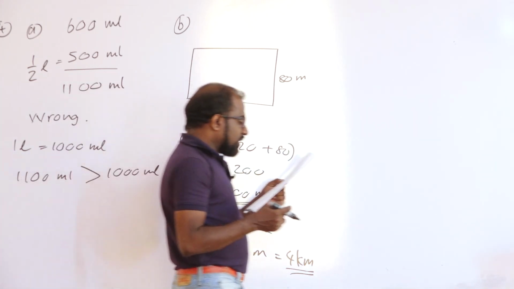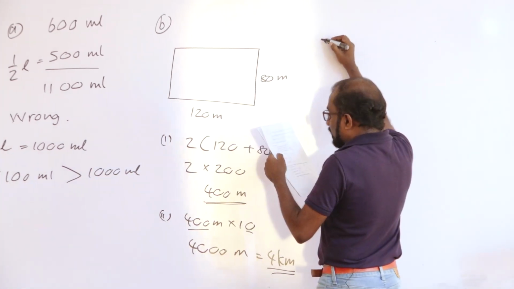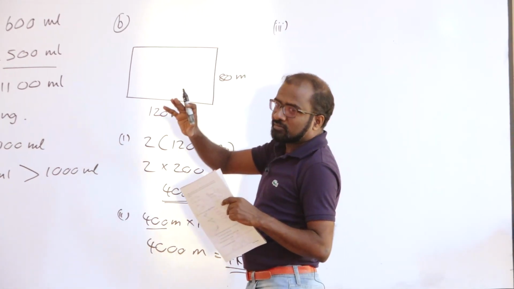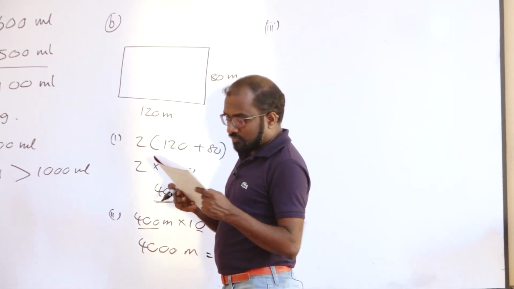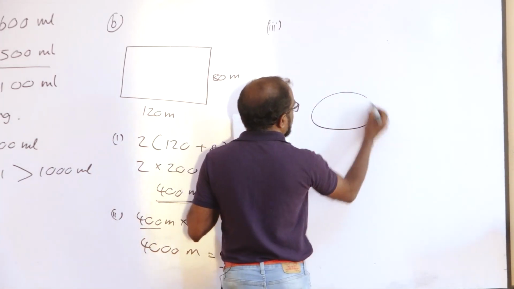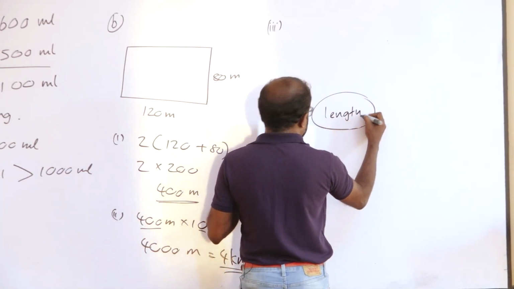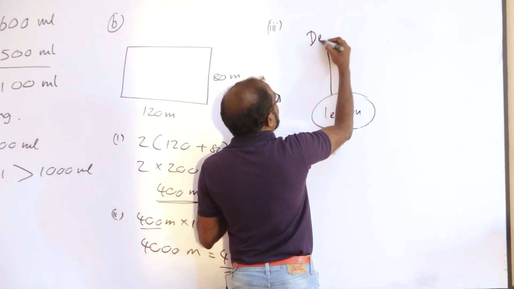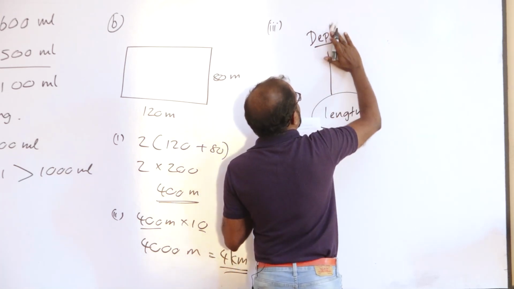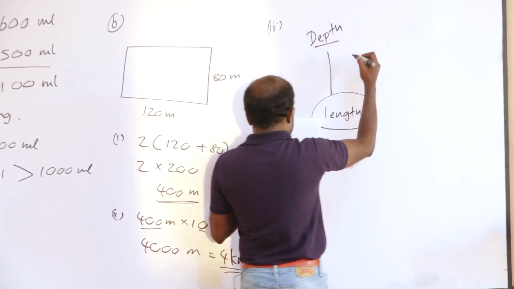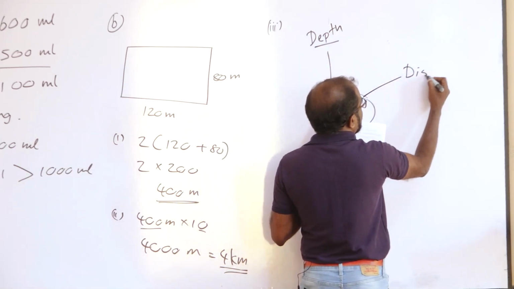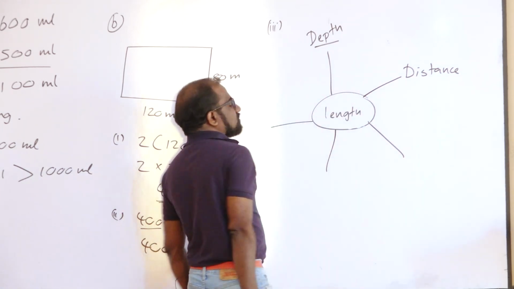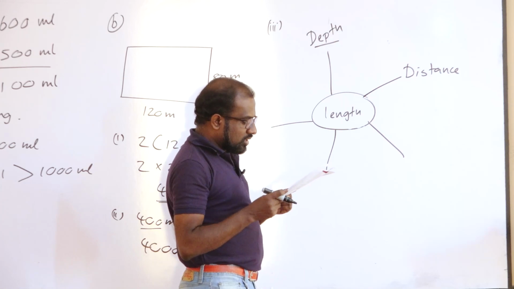Third question. Fill the blanks with suitable terms. We have done this in class, and it was in the workbook too. The different ways you can identify length. Two terms are given, depth and distance, and 3 blanks I have asked you to complete.